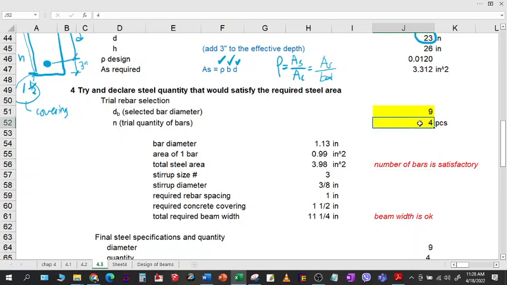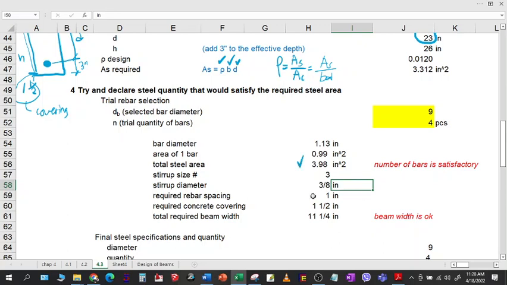Let's say you start with 2 pieces. So it will say provide additional bars because the total steel area is less than the required steel area. Let's say if I have 3, this is still lacking. 2.98 is less than 3.312. And if I go for 4 pieces, then it will now be satisfactory. Okay, so this is already checked.